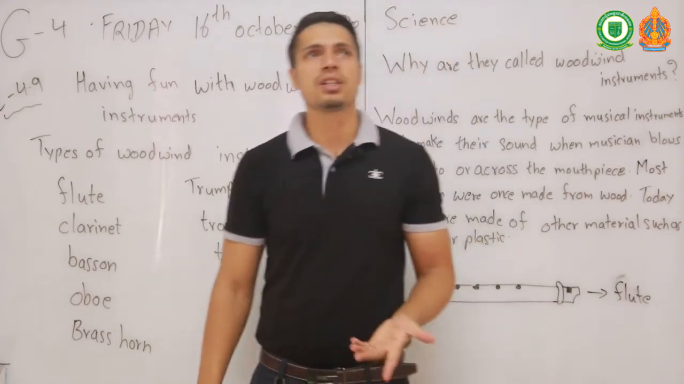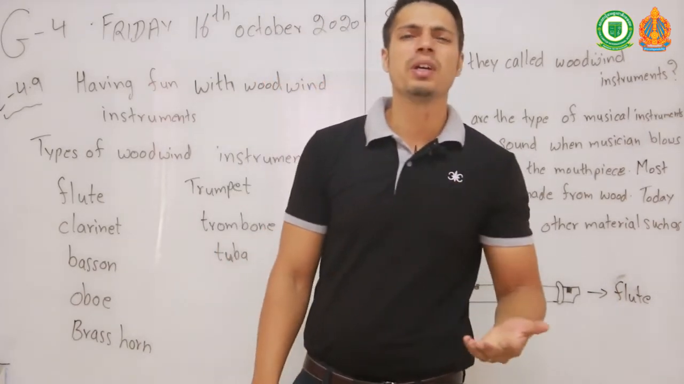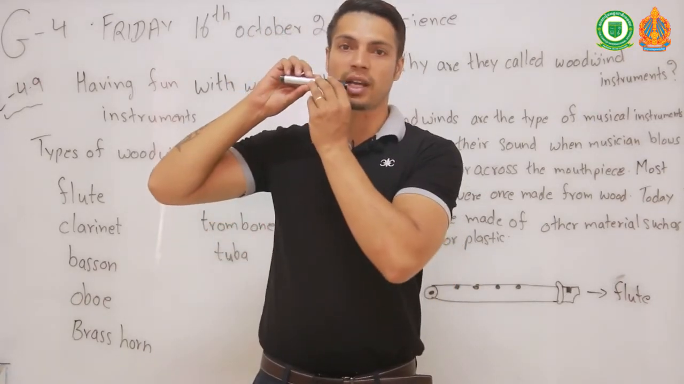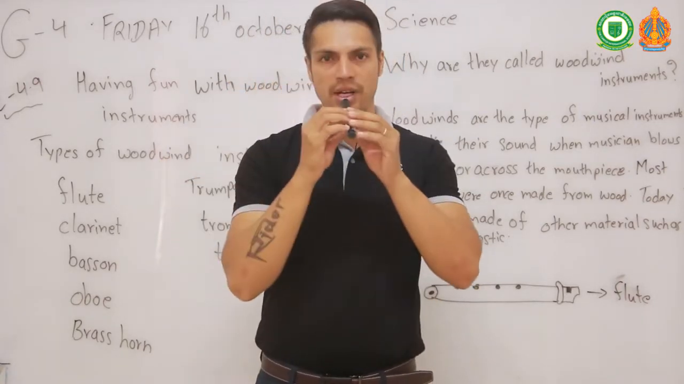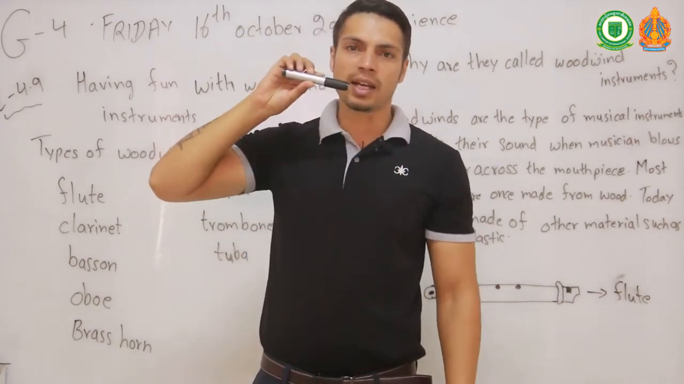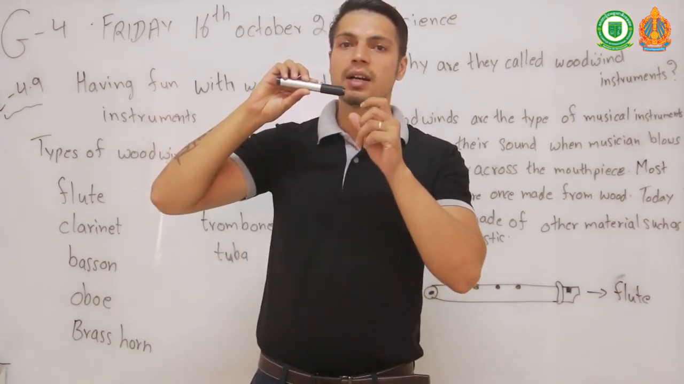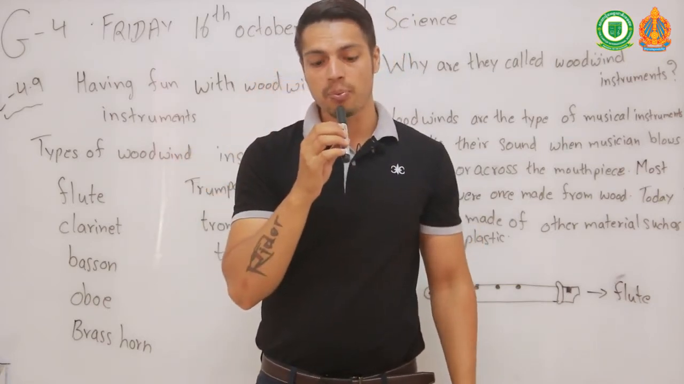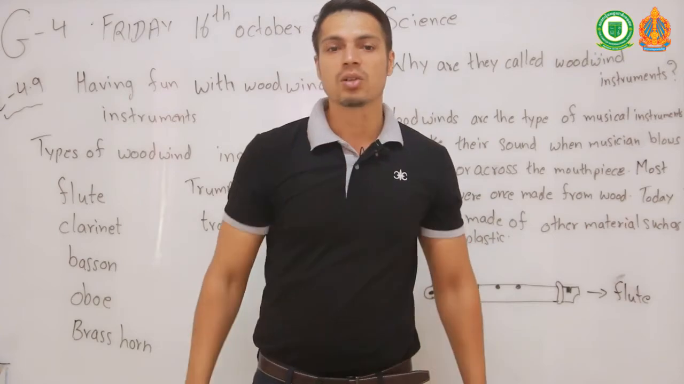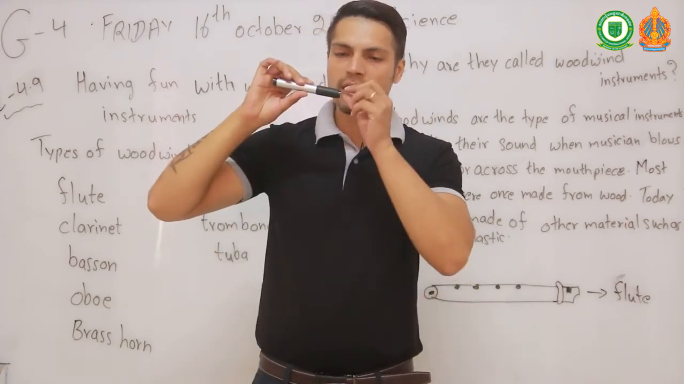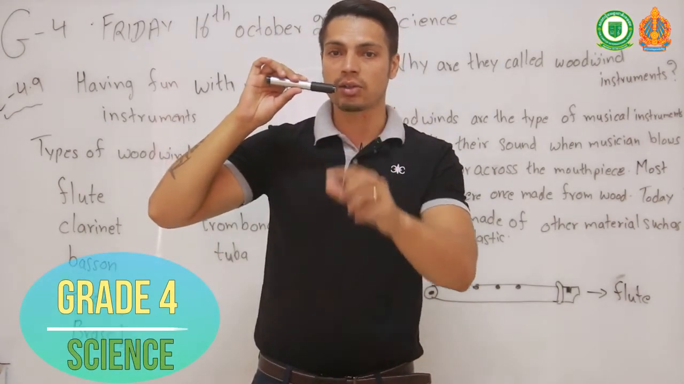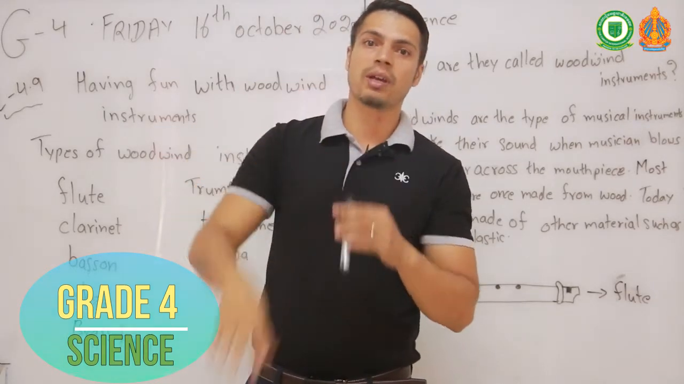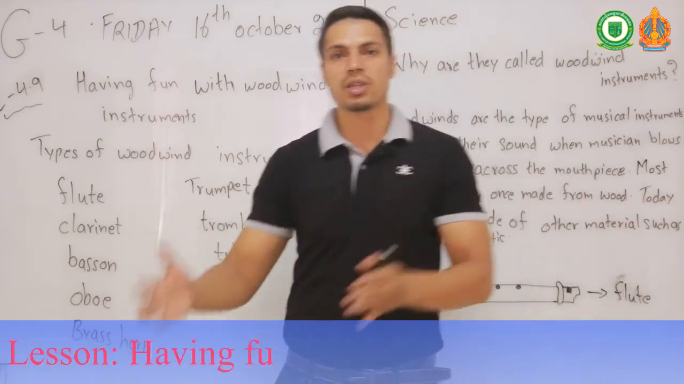When we blow air into a flute, if you search on YouTube for flute music, you will see some of them play the flute like this, but some of them play like this. When they play like this, they are blowing air across. But when they play like this, they are blowing air into. Imagine now it's going across. When I blow here, it's going into the flute. That's the difference between across and into.